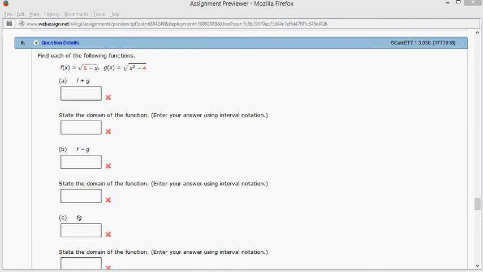Alright, let's look at homework 1.3, problem number 6. Just the domains. Let's find the domain of f plus g, f minus g, f times g, and f over g.